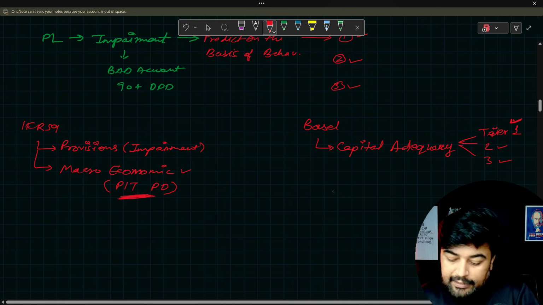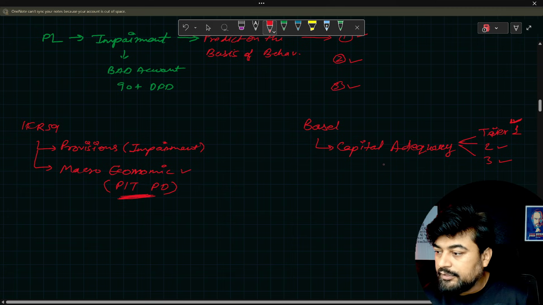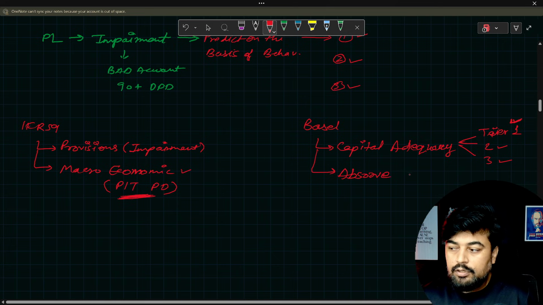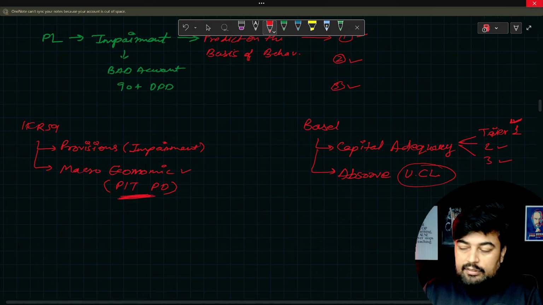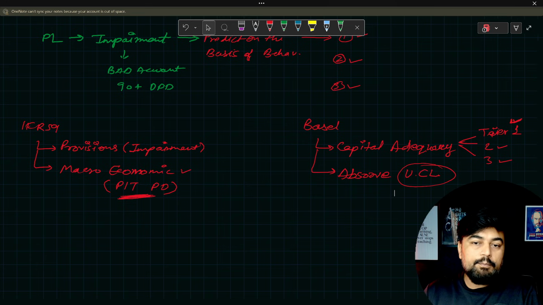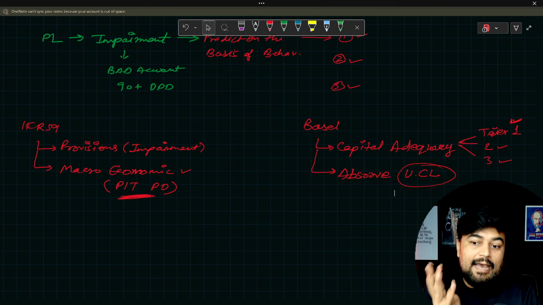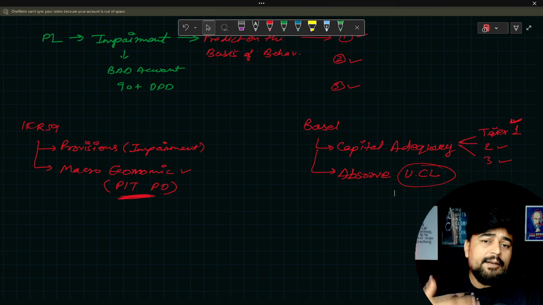Now in Basel, the capital adequacy ratio is there. Obviously then we spoke about these Tier 1, 2, 3. Now why are we doing all this? To absorb unexpected credit loss. So that was a summary. Okay. On that note, we completed the IFRS 9 concept from the credit risk portfolio. Now all these things we usually implement using SAS, R or Python. Then the dashboarding part is usually done in Power BI.